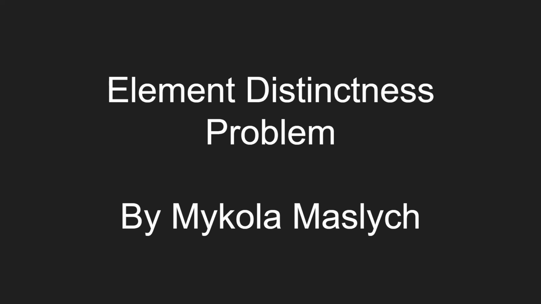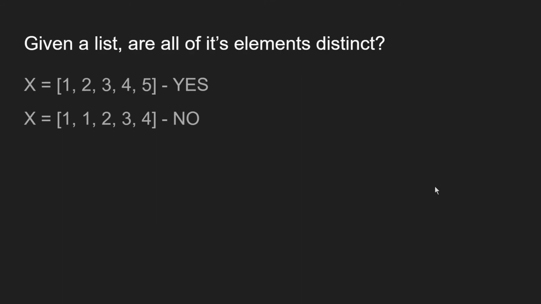The concern of the element distinctness problem is to figure out whether a list of elements contains two instances of the same element. In other words, are all elements in the list unique? There are two possible answers. Yes, all are unique, and no, some are the same. So, given an input x, if there are no repeated elements, the answer is yes. If at least a single element repeats itself, the answer is no.